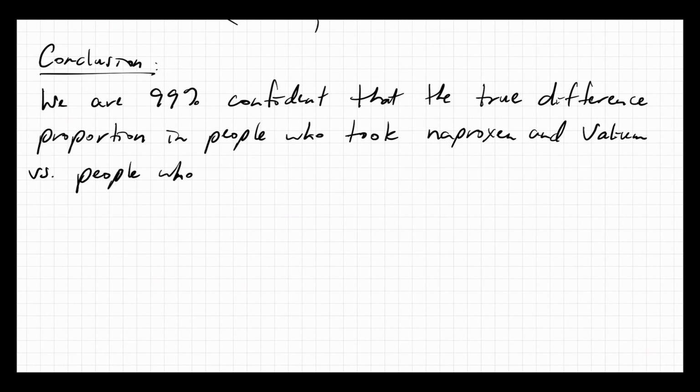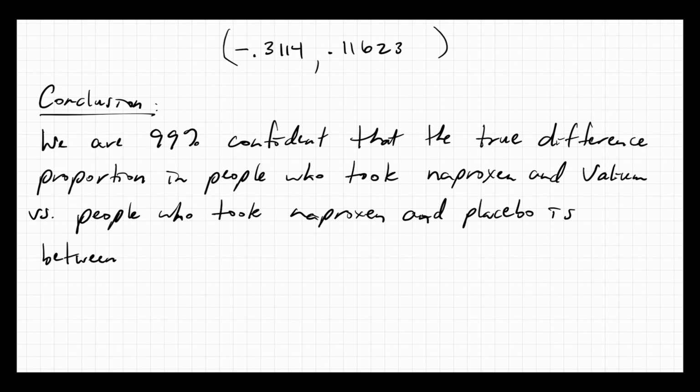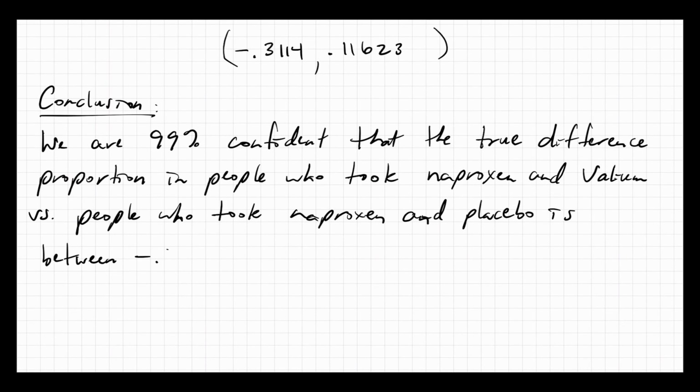people who took naproxen and placebo is between negative 0.3114 and 0.11623.